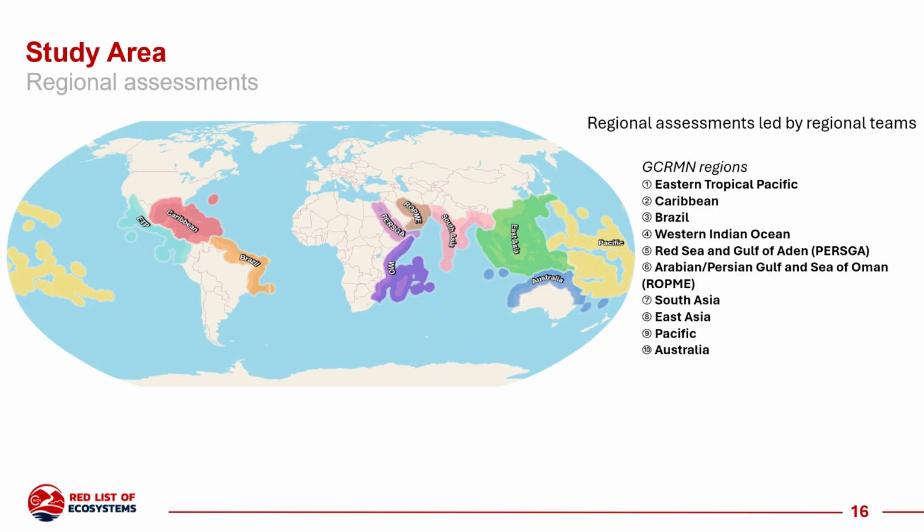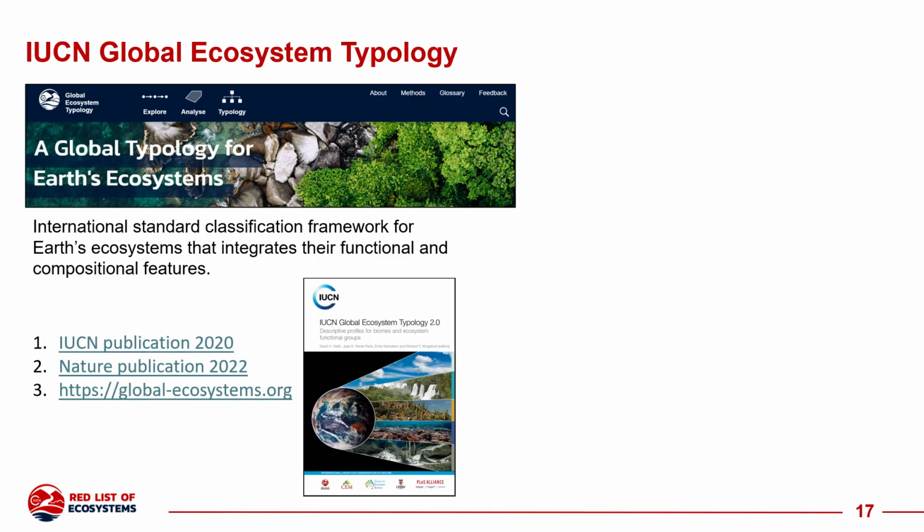When beginning an RLE assessment, one of the first and most important steps is to identify the ecosystem to be assessed. To ensure standardization across regions and to meet global standards, we will use the IUCN Global Ecosystem Typology. The Global Ecosystem Typology is a comprehensive classification framework for Earth's ecosystems that integrates their functional and compositional features. It is an accepted international standard under several United Nations conventions.